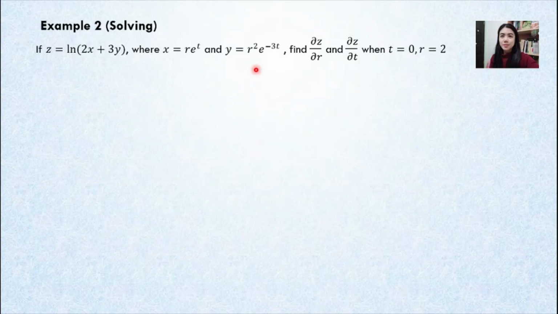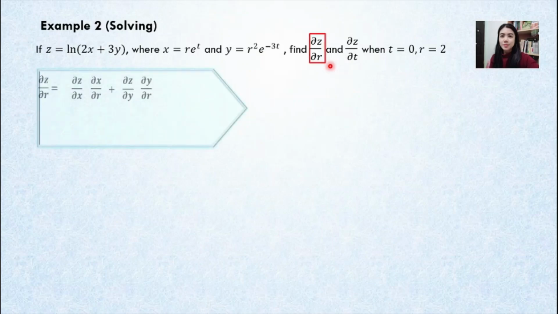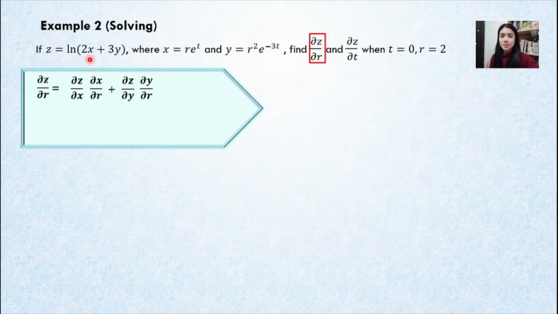Now we know the formula for ∂z/∂r and ∂z/∂t. Okay, let's go to the solving part. Let's begin with ∂z/∂r first. This is the formula for ∂z/∂r. Before we do the substitutions, you need to figure out ∂z/∂x and the rest of the first order partial derivatives.